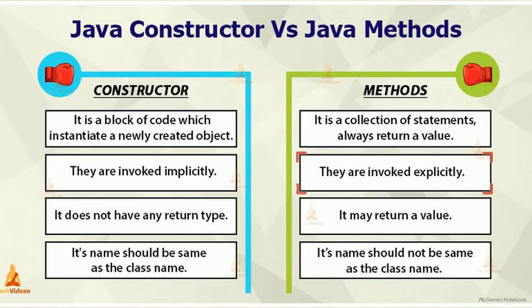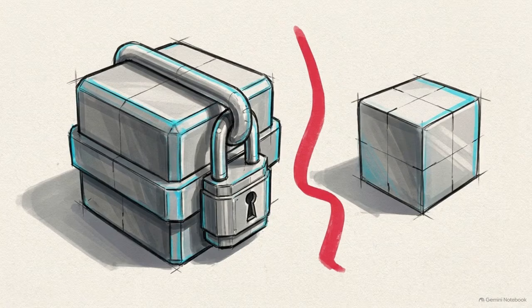Next is invocation. Standard methods use explicit invocation, requiring manual programmer commands. But constructors operate via implicit invocation, triggering automatically and invisibly exactly when you use the new keyword. Looking at the top row, the operational distinction is clear. A method simply runs a collection of statements. A constructor is uniquely designed to instantiate a newly created object. These rigid syntax constraints act as system guardrails. They guarantee the constructor serves exclusively as a one-time setup protocol, incapable of being re-triggered later in the object's lifecycle.